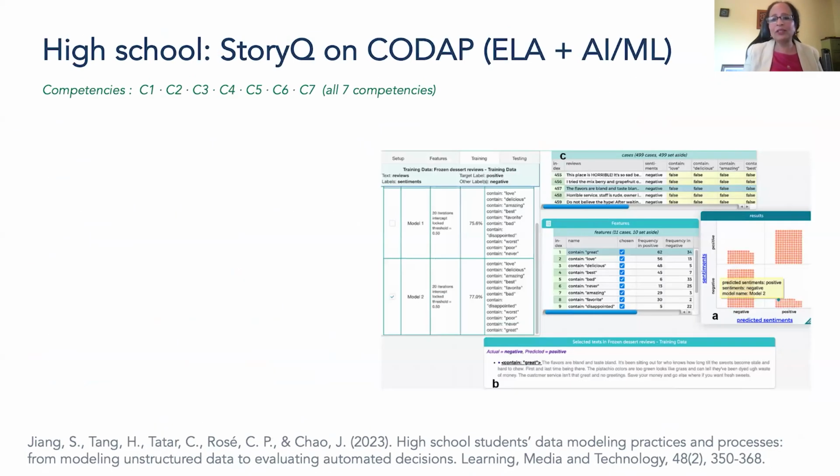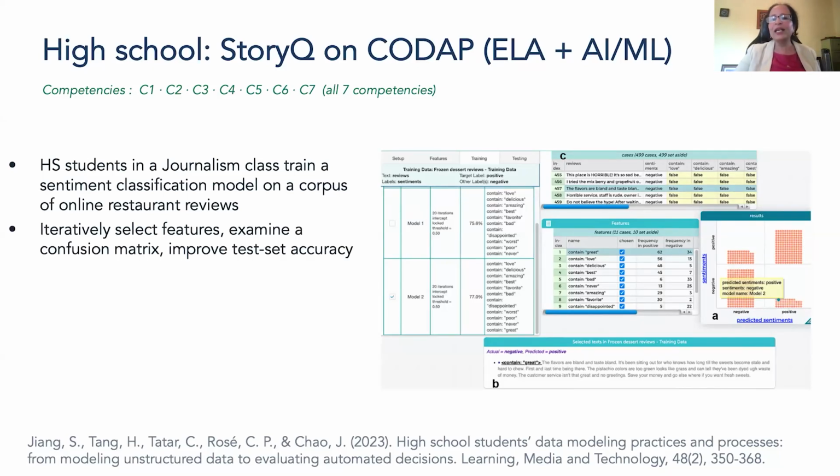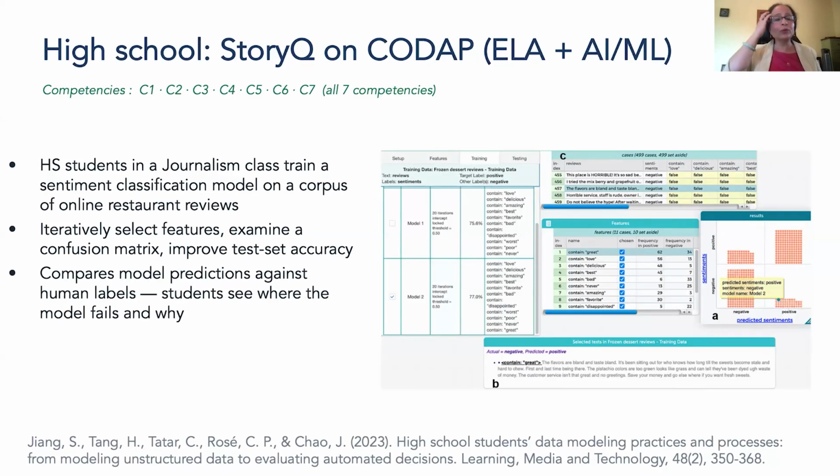The last example is from an AI literacy effort at the high school level, StoryQ on CODAP. From Jiang and colleagues, students train a sentiment classification model on a corpus of online restaurant reviews. They iteratively select features, examine a confusion matrix that compares model predictions against human labels, and they try to improve test set accuracy. It's a great project since, in my view, it actually hits all 7 competencies, I think.